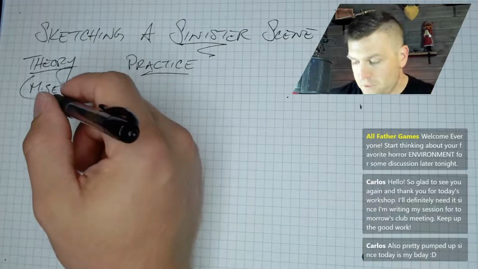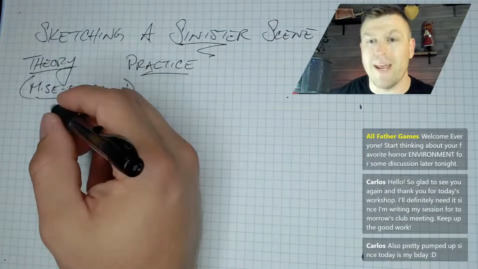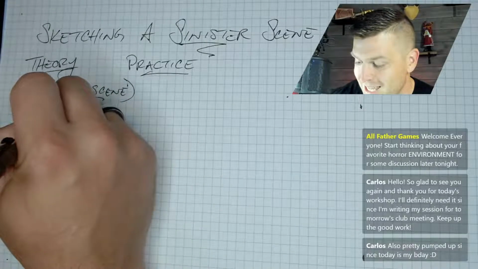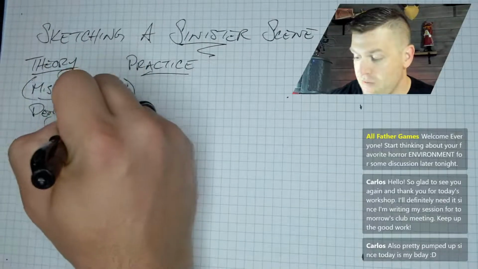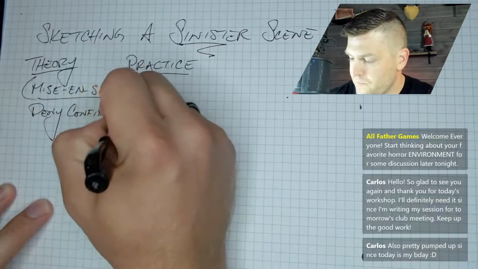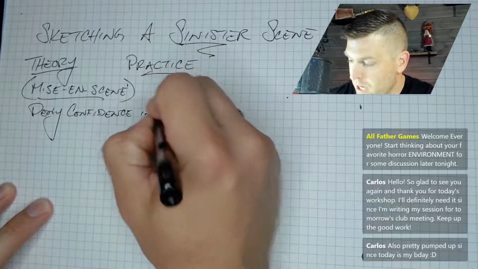The first thing that we need to recall whenever we're writing or making horror is we need to start by denying the confidence. Let's hold that down. Confidence in details.